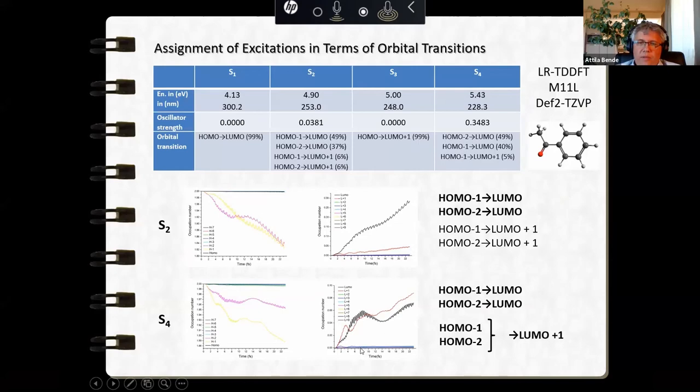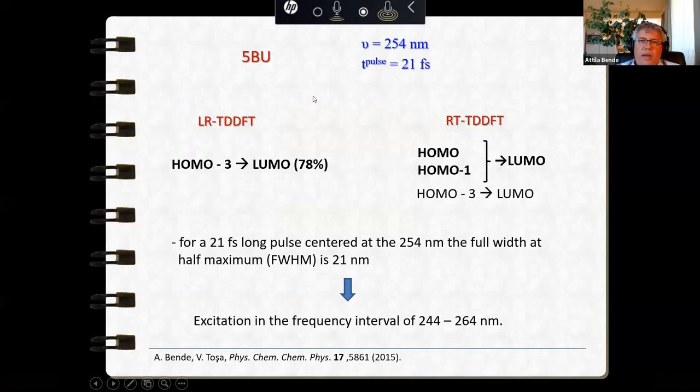We will see the reason for these discrepancies when we analyze the same excitation for 5-benzyl uracil using almost the same pulse setup. Linear response gave us a very strong HOMO minus three to LUMO excitation, but in the case of real-time TDDFT, we reproduce only in a small part this type of excitation. We got a strong excitation from HOMO to LUMO and HOMO minus one to LUMO.